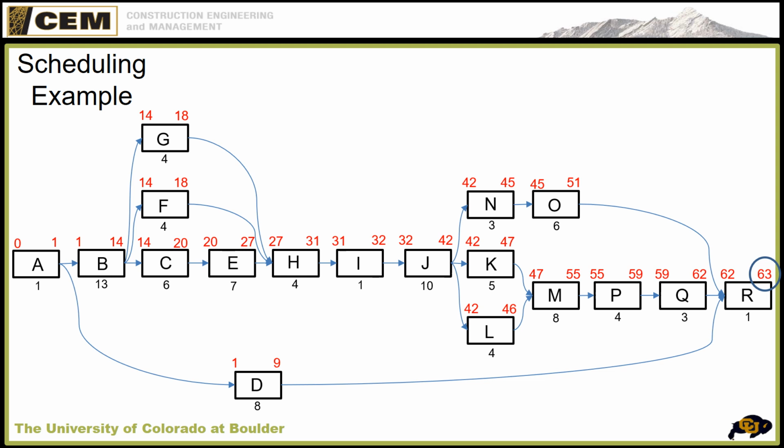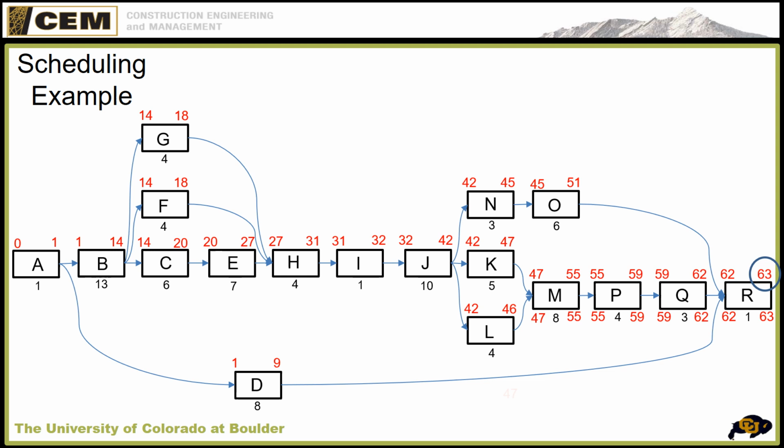Now we'll do a backwards pass, which is step 7. So if you look in the far right, we're going to move from right to left. So the latest I can finish is 63. The latest I can start is 62. So 63 minus 1 is 62. The latest I can finish Q is 62. I pull that over from R. And 62 minus 3 is 59. Okay, you're going to see a pattern which is quite easy for the next few.